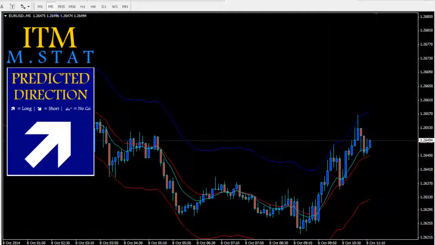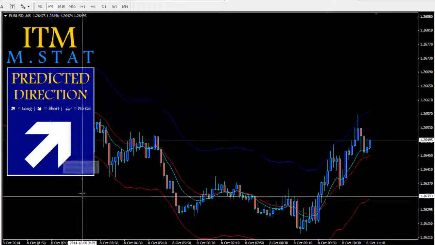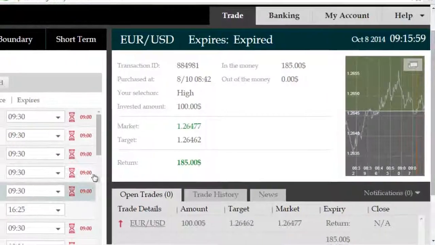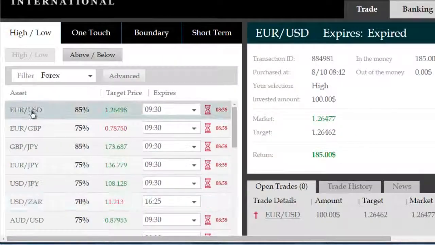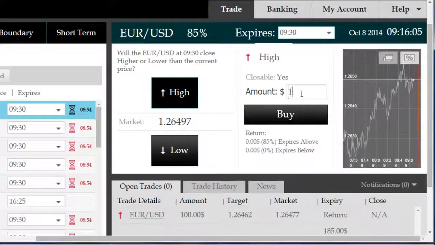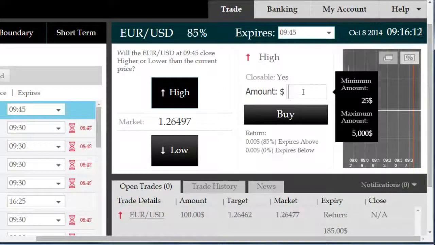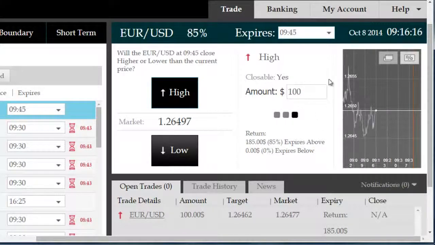Again, you must know that this predicted direction is taken as an aggregate of multiple time frames as well as the proprietary leading algorithm inside ITM MStat. So we're going to shoot for another 30-minute expiry here to the high side. It is currently 9:16, so the next available expiry that meets the 30-minute criteria is at 9:45, just under 30 minutes, which is fine. So $100 invested here.